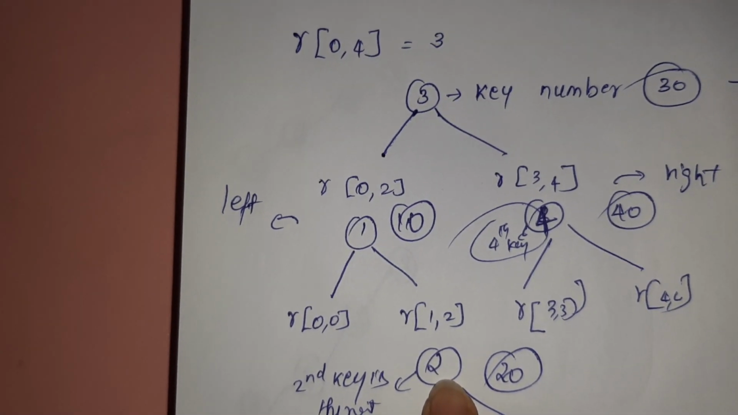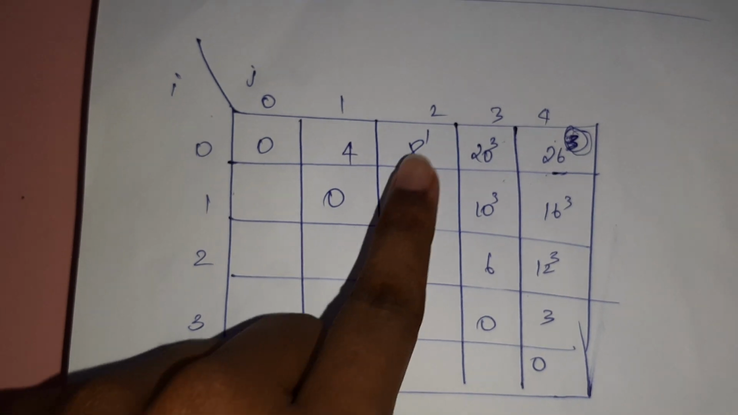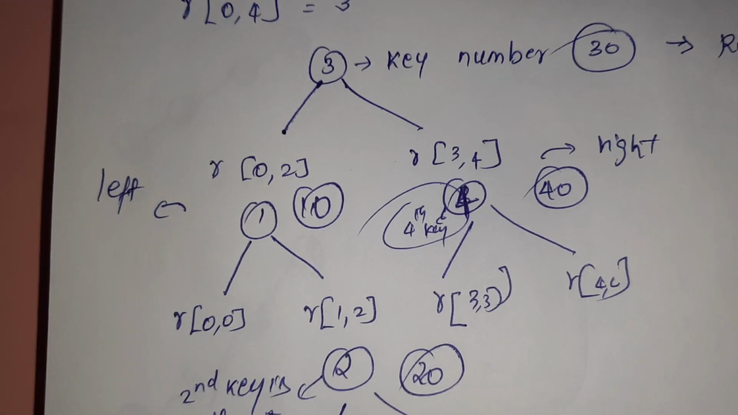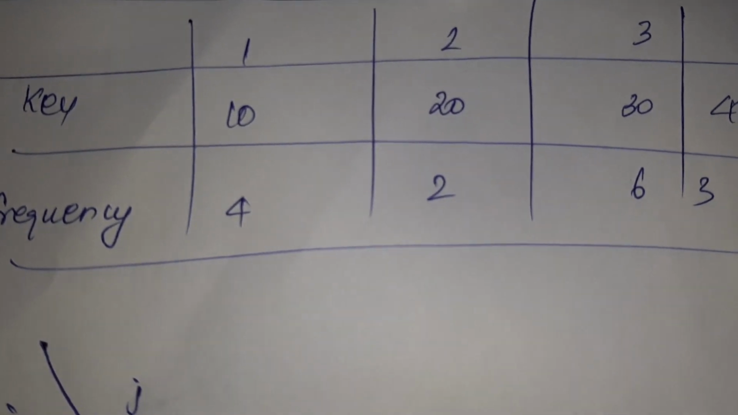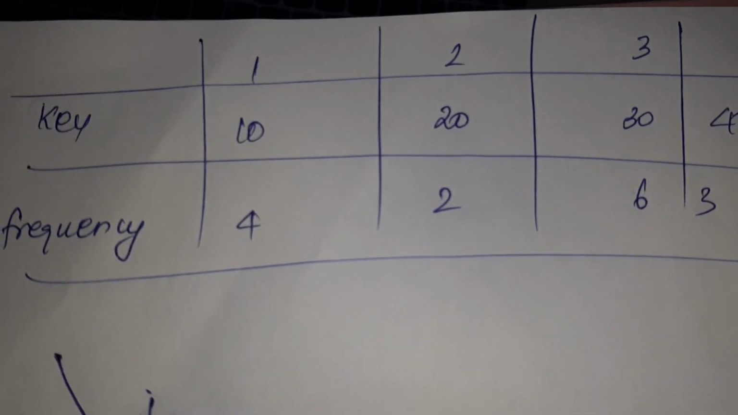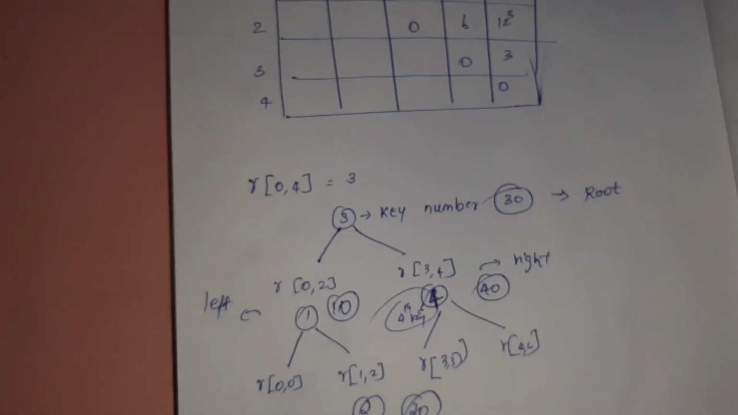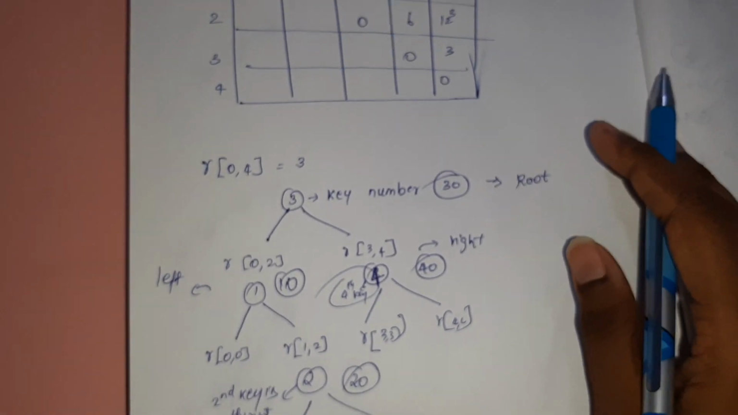So 2 is nothing but 20 here. Check it here. So how are we finding the number 20? According to the question, for number 2 we are getting the value called 20. So one more time I will recall this one, very simple.